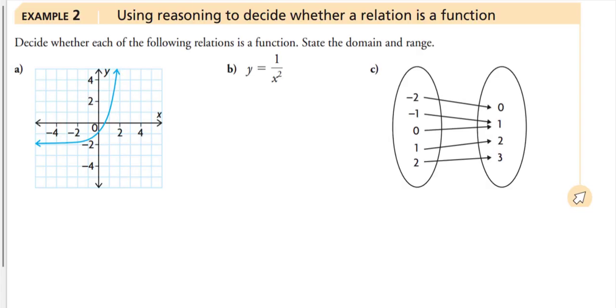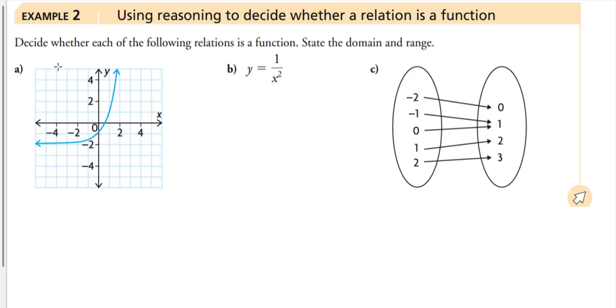Welcome back, everyone. So now we are continuing from Unit 1, Lesson 1. This is Example 2 now, and we are being asked about how to decide whether a relation is a function or not, and then stating domain and range. So hopefully you remember from grade 11 the vertical line test.